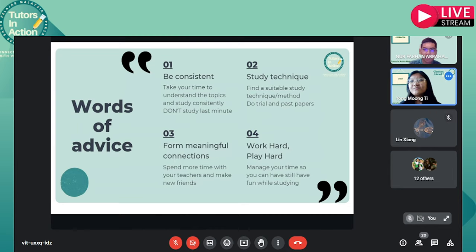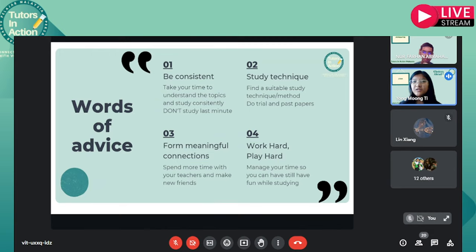Number two, find a suitable study technique. This is a great time for you to find a study technique that works for you, because the duration for your studies is actually quite short. In 6 months, then you have to take an exam. That does not include the holidays that you have. So you definitely have to pick up and learn quickly and to study well. So my advice would be do trial and past year papers as well, and to understand your topics well.